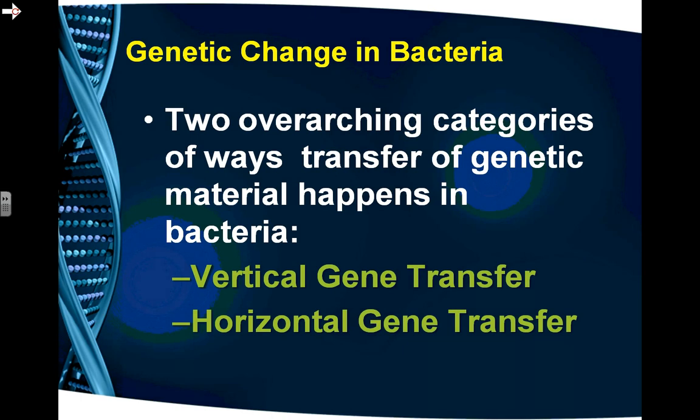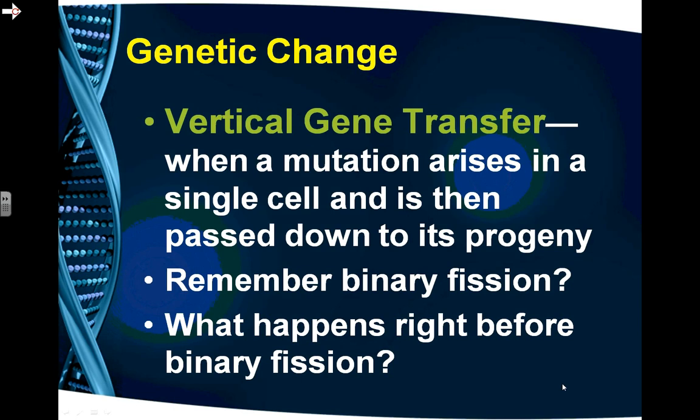When we talk about genetic change in bacteria, there are two overarching categories of transfer of genetic material among organisms. The first is vertical gene transfer, which you're sort of familiar with. We'll talk about that in a minute. The second is horizontal gene transfer. Those are your two big types. We're going to look at ways each of these can happen, but you definitely need to know these two terms, and you need to know what falls into each of these categories. Vertical gene transfer is when a mutation arises in a single cell and is then passed down to its progeny.